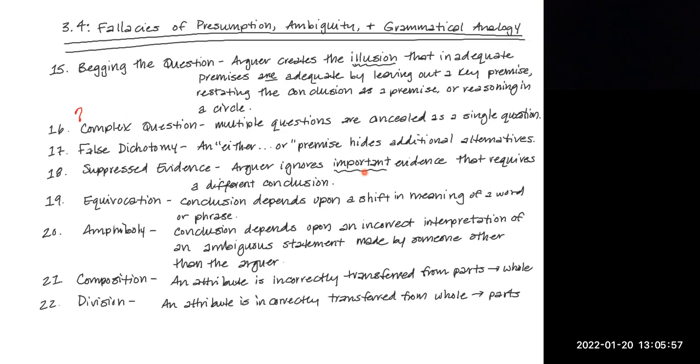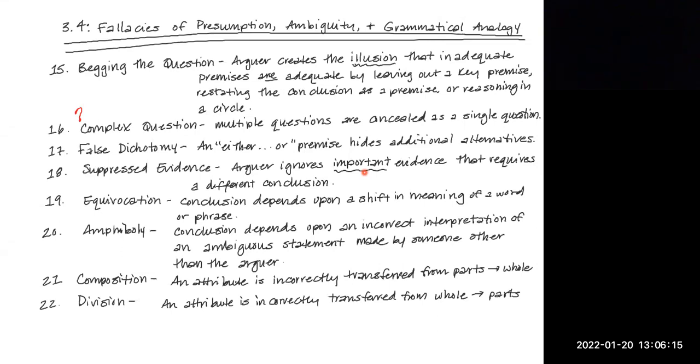So if I said, for example, most dogs are friendly and pose no threat to people who pet them, therefore it would be safe to pet the little dog that is approaching us now, and I left out the fact that the little dog is excited and foaming at the mouth, suggesting rabies, then I would be suppressing some evidence.